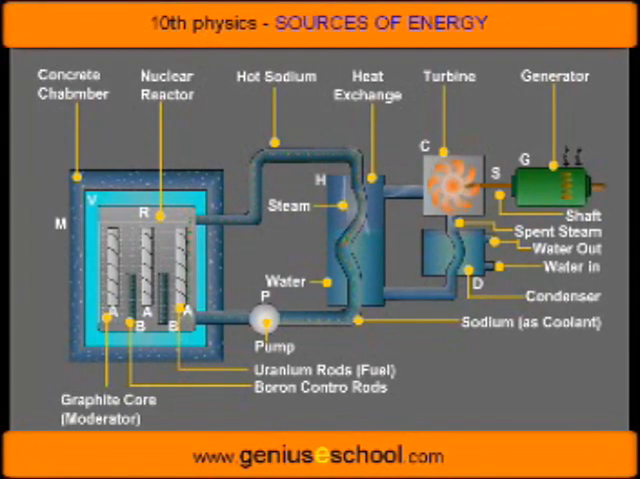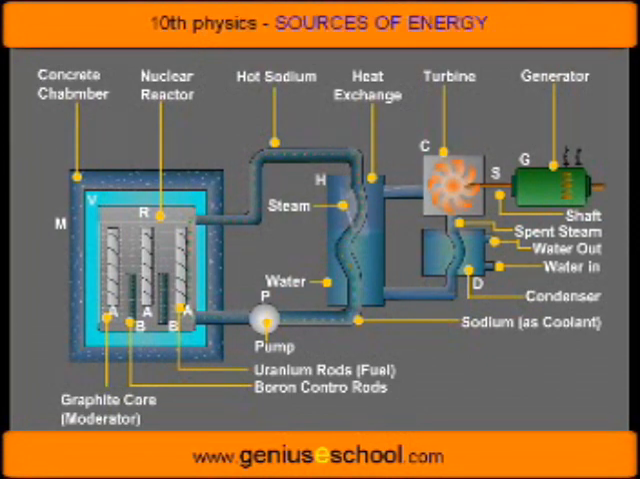Sodium absorbs the heat produced in the reactor. This extremely hot sodium is then passed into the coil of the heat exchanger H containing water. Water absorbs heat from hot sodium and boils to form steam. The hot steam at high pressure is introduced into a turbine chamber C having a turbine T.